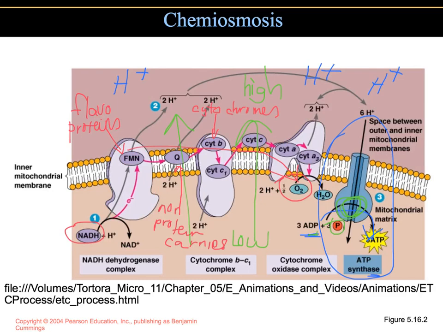One thing you'll also notice is that for one NADH, you end up getting 3 of these ATPs. And for one FADH, we end up getting 2 ATPs. And this picture is only showing the NADH giving 3 ATPs, but one FADH gives 2 ATPs.